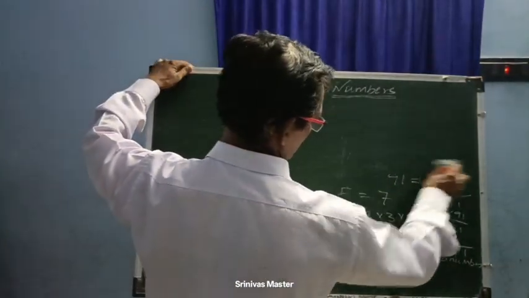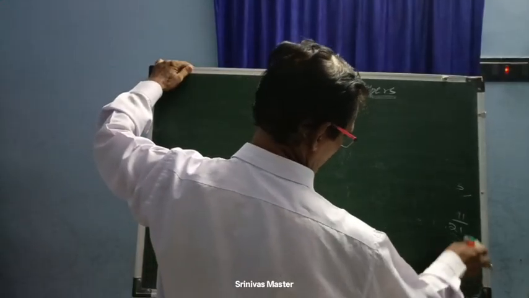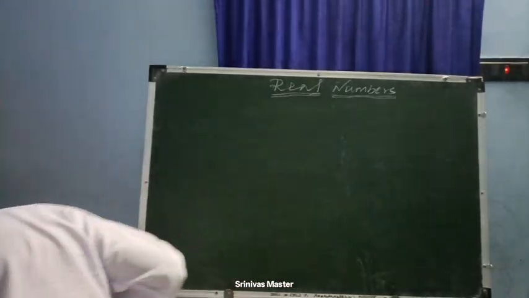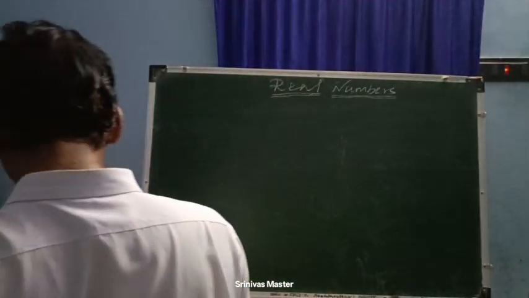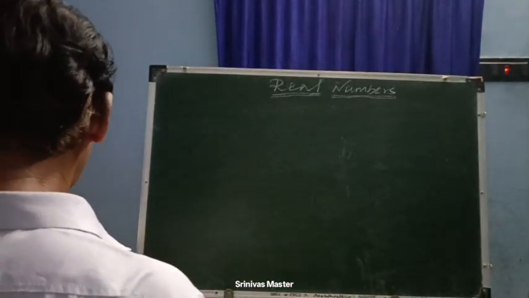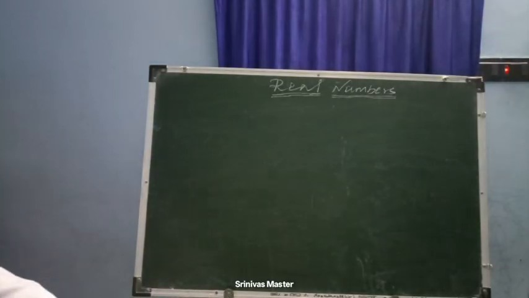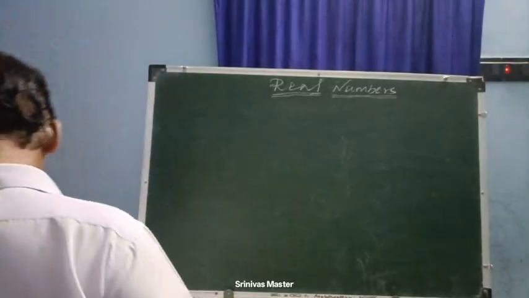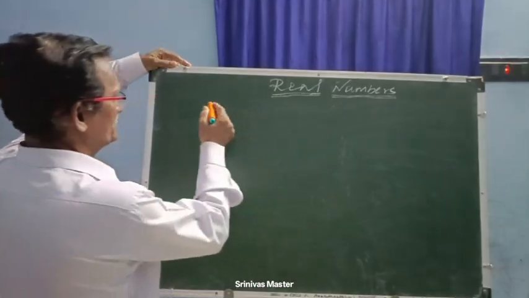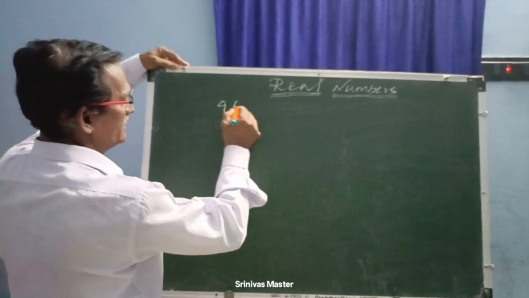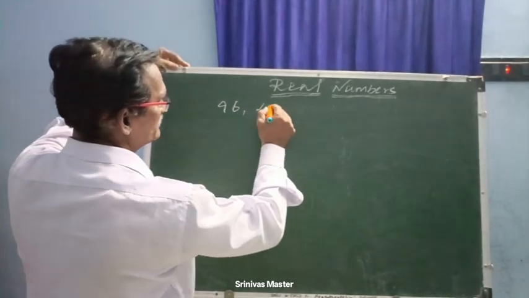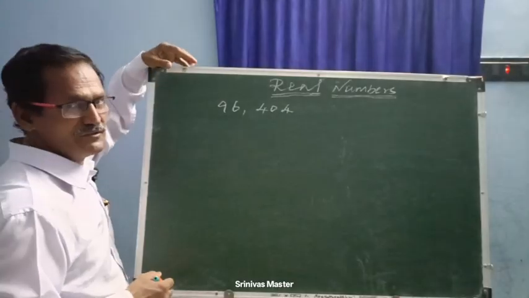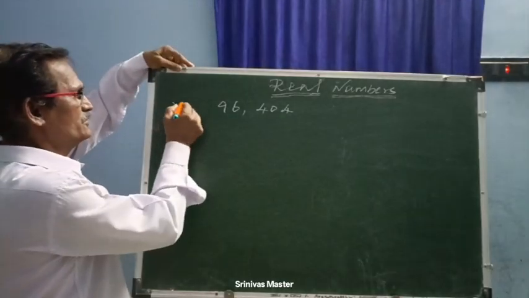And also by using this concept, now one more problem we'll do. Just listen, children. Whatever is given, according to that, 96 and 404. For these we'll find out the factors, and then we'll do the verification. See how to do this problem.